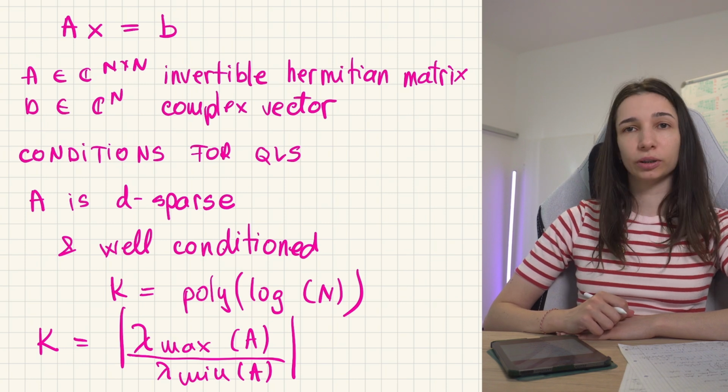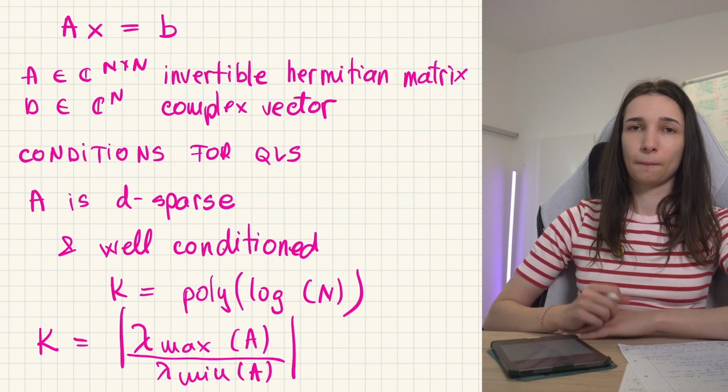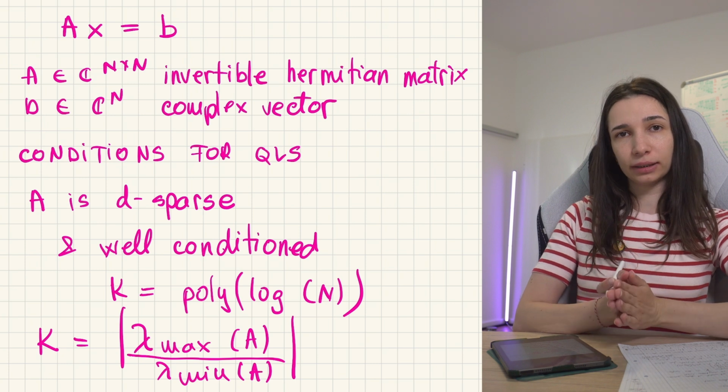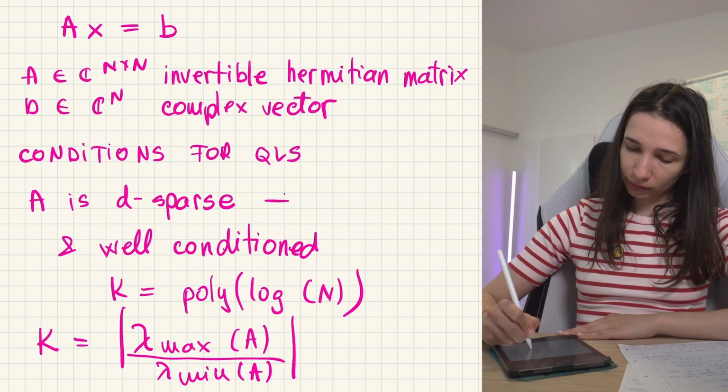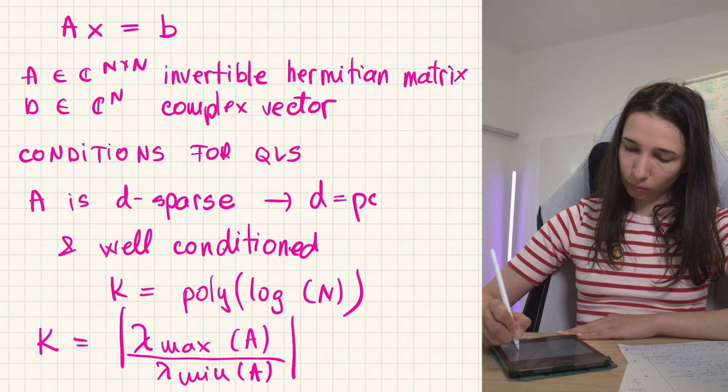So, it's very important to have these 2 aspects in mind, that A must be sparse and well-conditioned, and by sparse, I also mean that d is polylogarithmic in n.